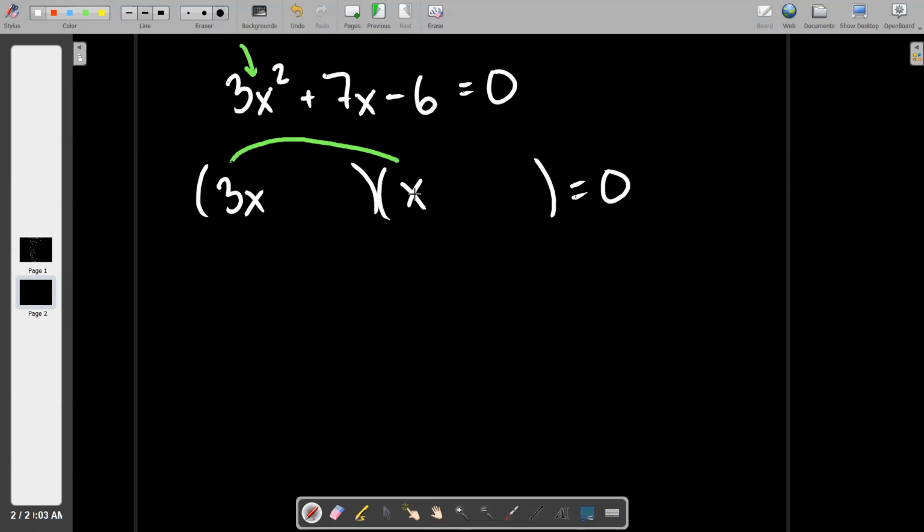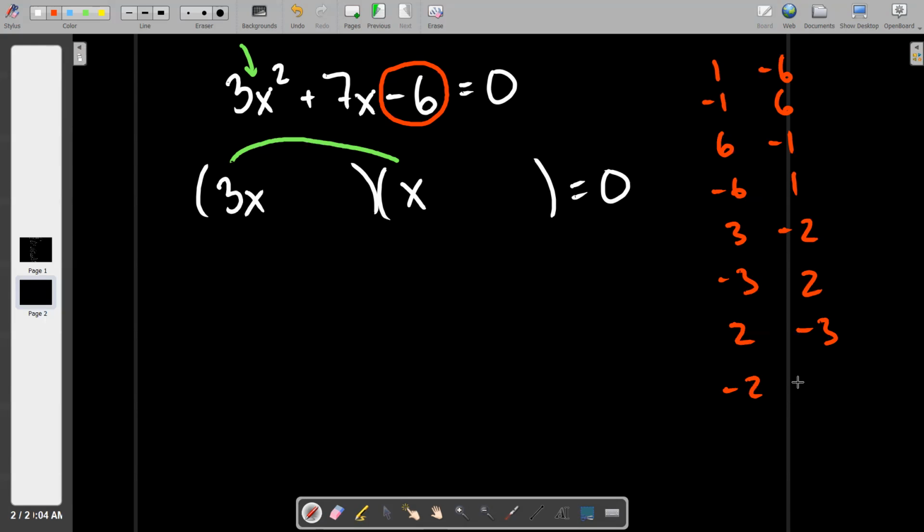So my objective right now, first and foremost, is to multiply to make a negative 6. So I'm going to go off to the side here, and I'm going to make a list of every possible combination. I'll write them in red. Every possible combination of numbers that multiply to make negative 6. 1, negative 6, negative 1, 6, 6, negative 1, negative 6, 1, 3, negative 2, negative 3, 2, 2, negative 3, negative 2, 3.